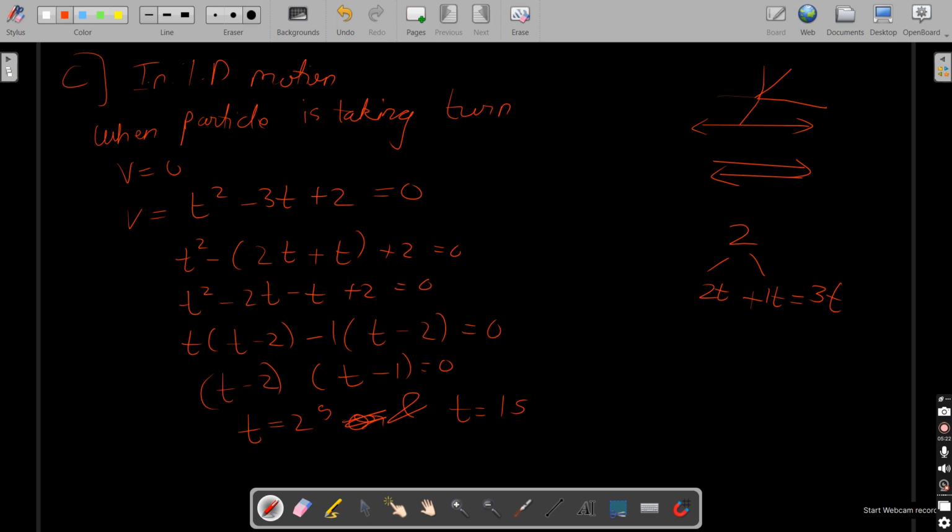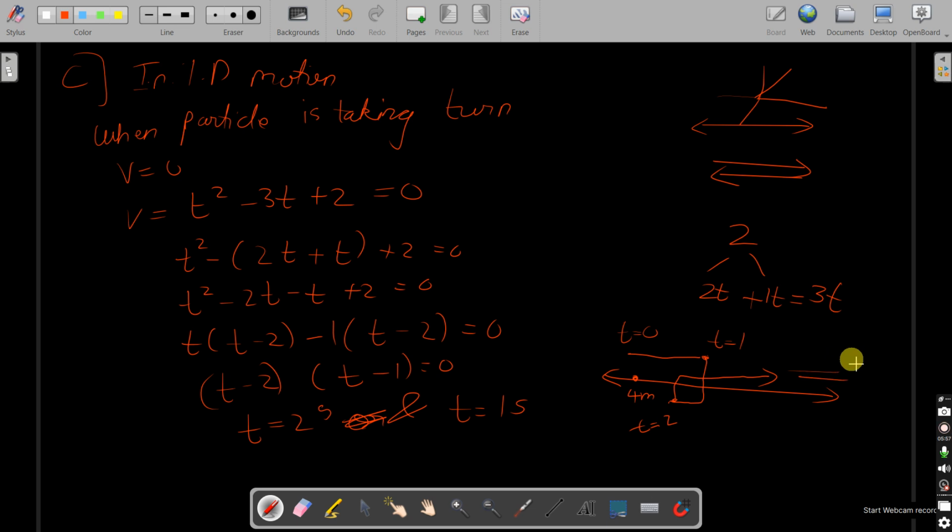So we have an idea of the motion of the particle. Initially, we found the initial position, it was at 4 meters. Then it started at t is equal to 0. So at t is equal to 1, it took a turn. And at t is equal to 2, it took again a turn. So this becomes like this, and it keeps on going.